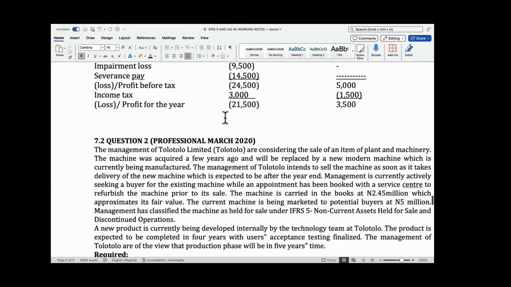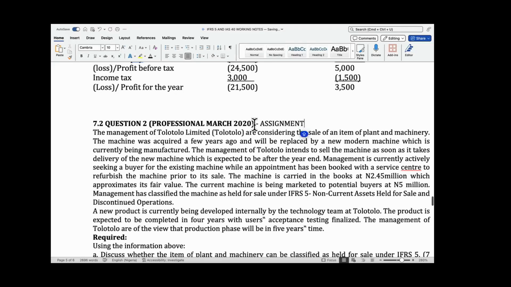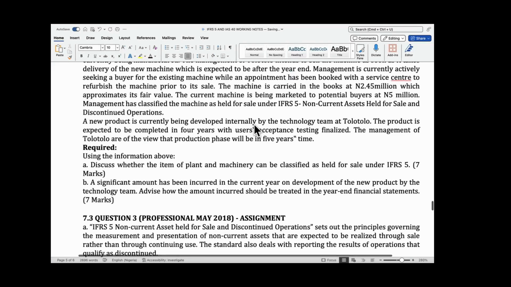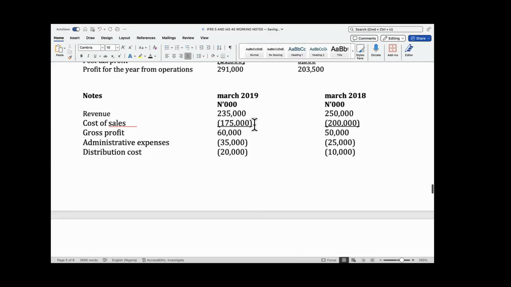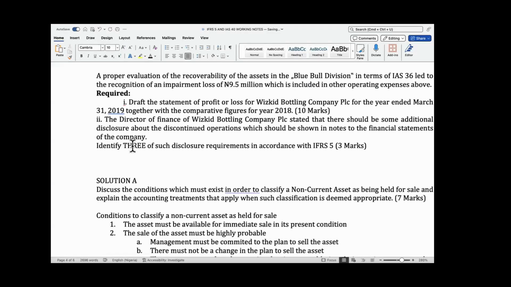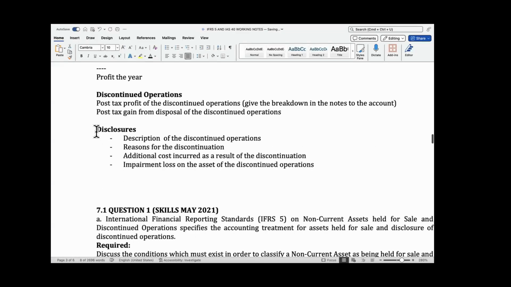And there's another simple one they ask at the professional level. They ask it a lot at professional and also at skills. This is also a very simple one. Just to apply those principles, attempt it. And also, this one was asking for disclosure requirements, which I already gave you here. You can just pick it here and use it.